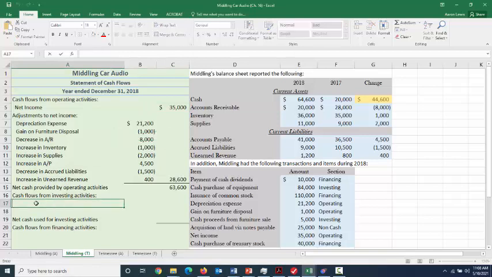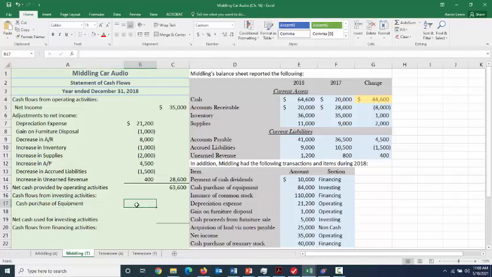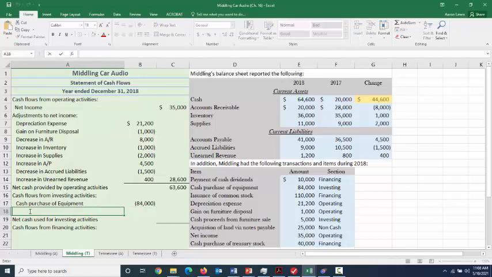Well, let's do the cash purchase of equipment first. If we spent, in this case, according to our numbers, $84,000 buying equipment, what would happen to our cash flow, the amount of money in our bank account? Well, if we spent $84,000, that has to be going down. So we would decrease our cash flow by $84,000 for the cash purchase of that equipment.